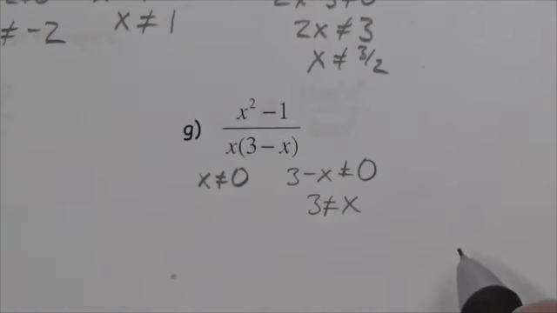And so there you go. X can't equal 0, x can't equal 3. So those are our non-permissibles. Now, I'm just going to take a look here. There are a couple more questions here from this lesson. All right, a couple more here.